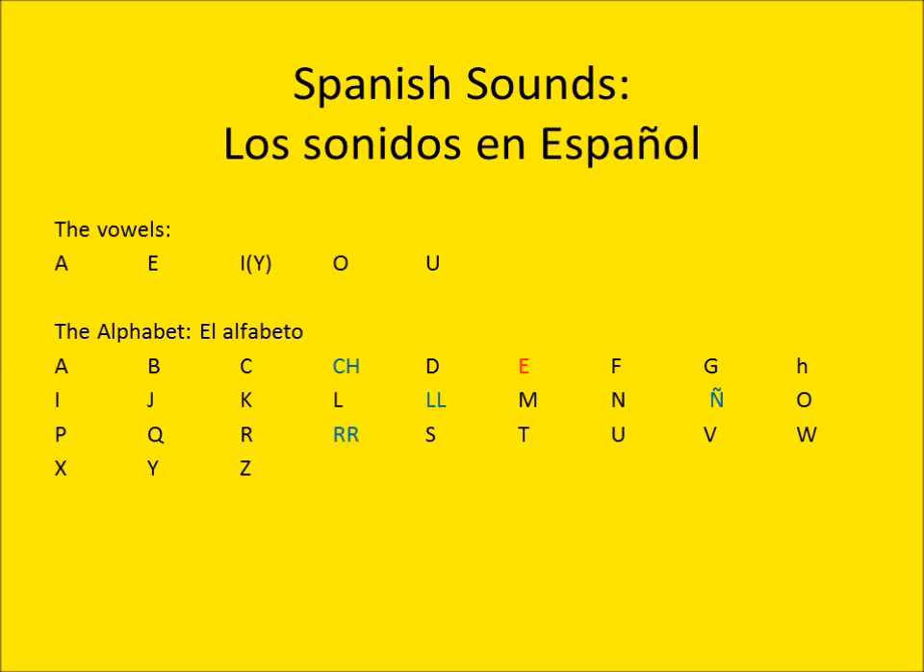You can even try to say it a little bit faster like this. Group the first three and then the last two. A, E, I, O, U.